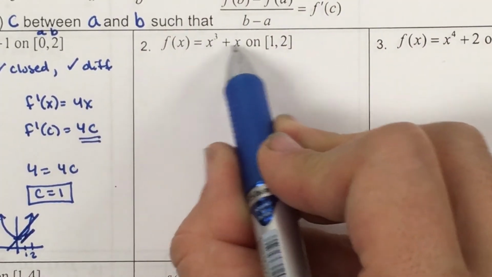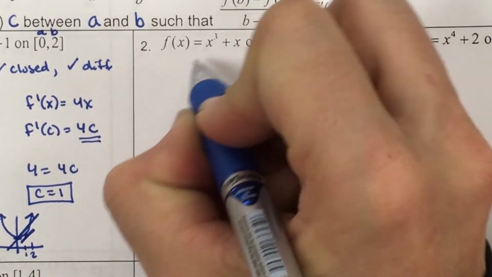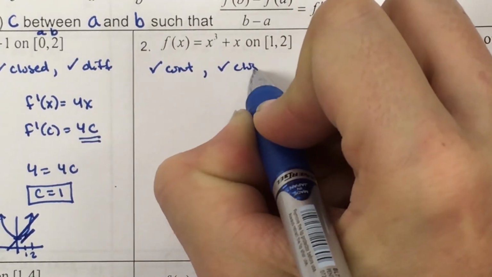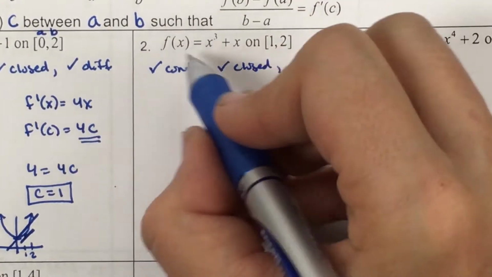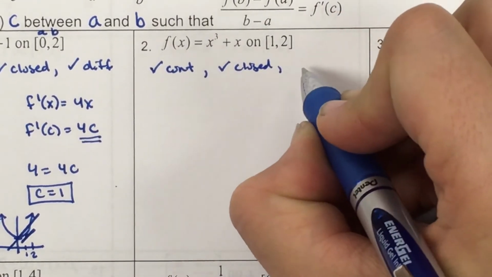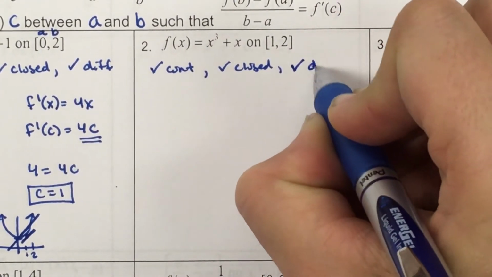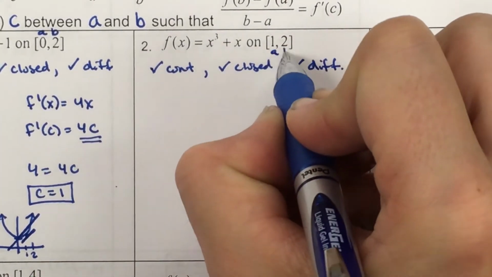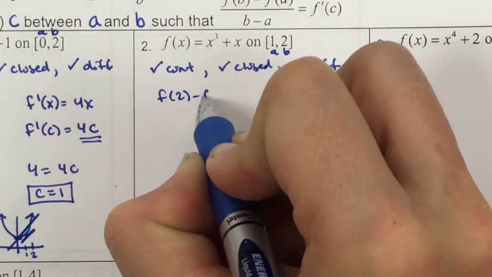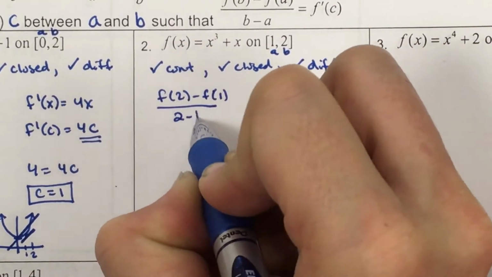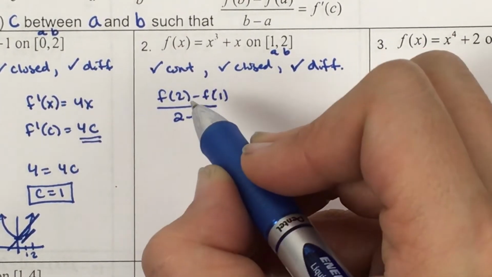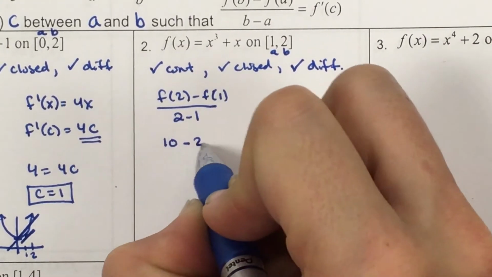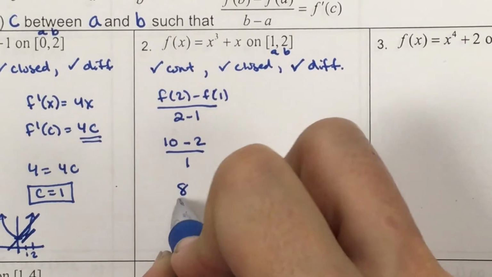So let's see, again, we've got a polynomial equation here, which polynomial functions like that are continuous. So I've considered that it's continuous. It's a closed interval. And again, like the parabola, a cubic function like this will be differentiable. It's all smooth curves. So we can go ahead and use our formula. This is my A, this is my B, f of 2 minus f of 1 all over 2 minus 1. Plug in 2. When you plug in 2, you get 10. When you plug in 1, you get 2 all over 1. So we have 8.